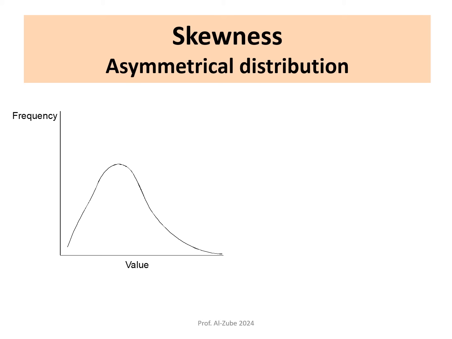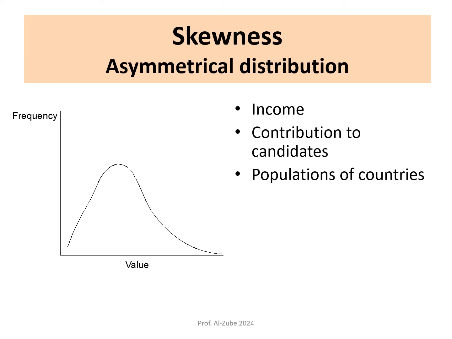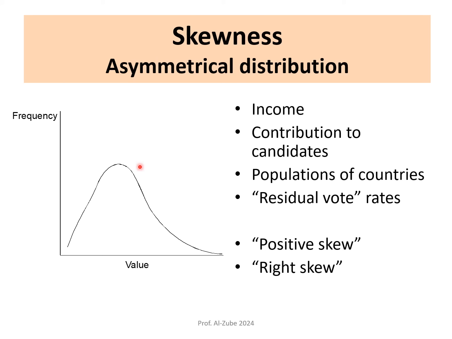Now, if we want to talk about skewness, it's an asymmetrical distribution. For example, income is not symmetrically distributed. The same goes for contributions to, let's say, presidential candidates for elections, or the population of countries. You can have countries with a large population and countries with a low population, depending on the resources. So there are a lot of examples. The one we're looking at is positively skewed, or right skewed. This is the mean value from the normal distribution, and you can see that they are skewed to the right of that mean, and that's called right skew.